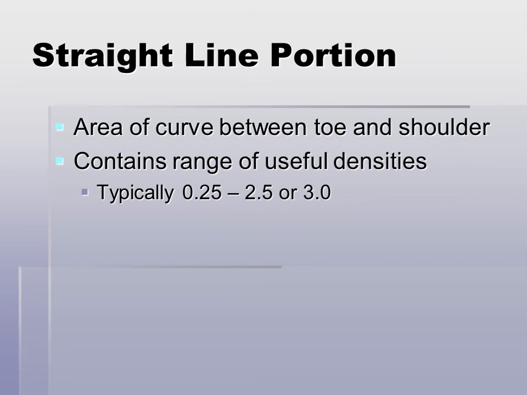Straight line portion. This is also called the gamma portion. It's the area of the curve between the toe and the shoulder and contains the range of useful densities, which again is the diagnostic information. It's typically between 0.25 to 2.5 or 3.0. It's straight because the film is responding in a linear fashion to the actual exposure.